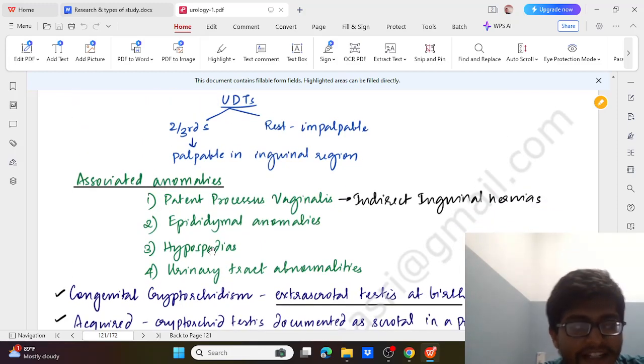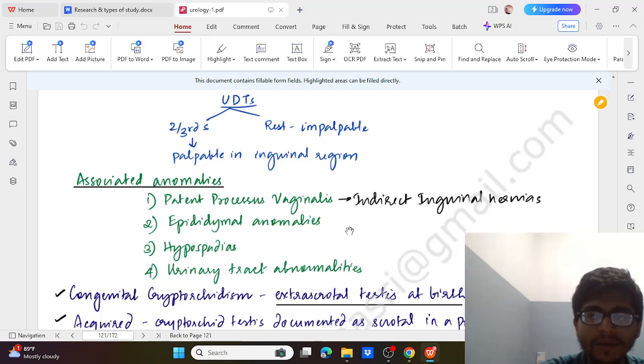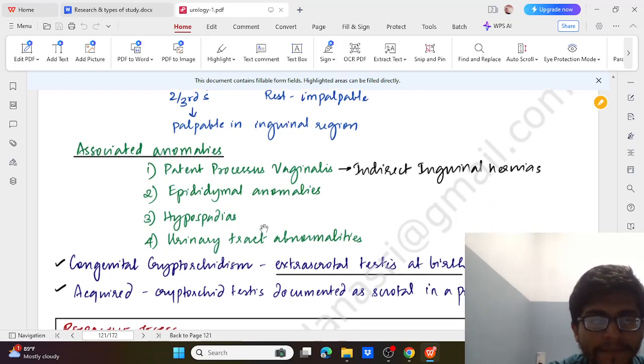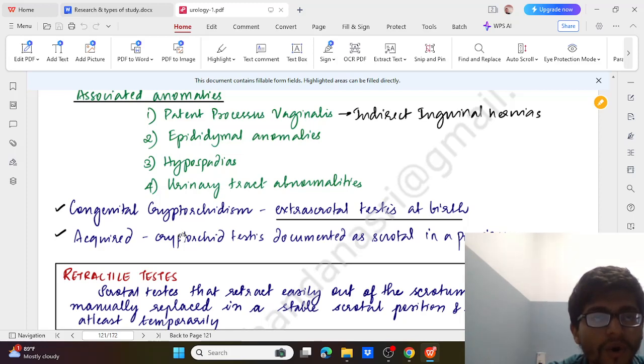So what are the associated anomalies in these cases? There could be patent processus vaginalis, which could result in hernia, that is an indirect inguinal hernia. Then there could be epididymal anomalies. Also, there could be hypospadias or urinary tract anomaly. There could also be congenital cryptorchidism, where there is extrascrotal testis at birth. Acquired cryptorchid testis is documented as scrotal in the previous examination.